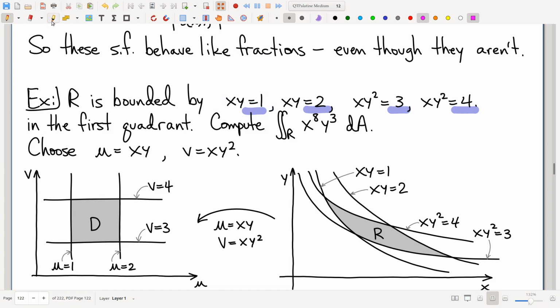Step 2 is to now look at the two functions whose level sets give you your curves. Make those your change of variables functions. The first one, call it u. The second one, call it v. If you follow this process, then really good things are going to happen.